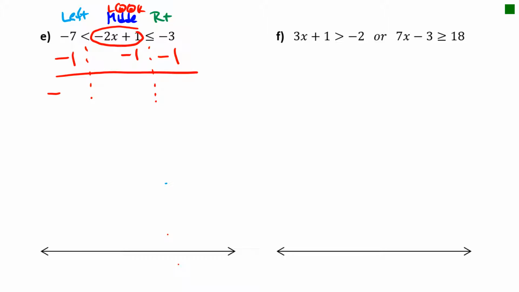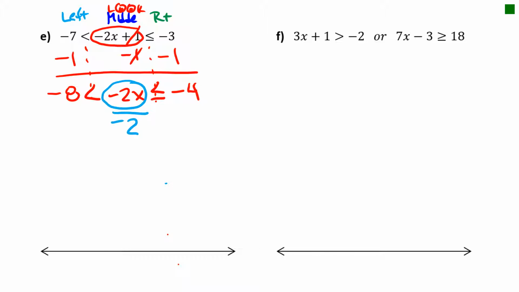So -7 minus 1 is -8. Bring down the sign. Those cancel. -2x. Bring down the sign. Less than or equal to -4. Once again, this is where I'm looking because that's where the x is. -2 and x are being multiplied. Opposite of multiplication is division. So I'm going to divide by -2.